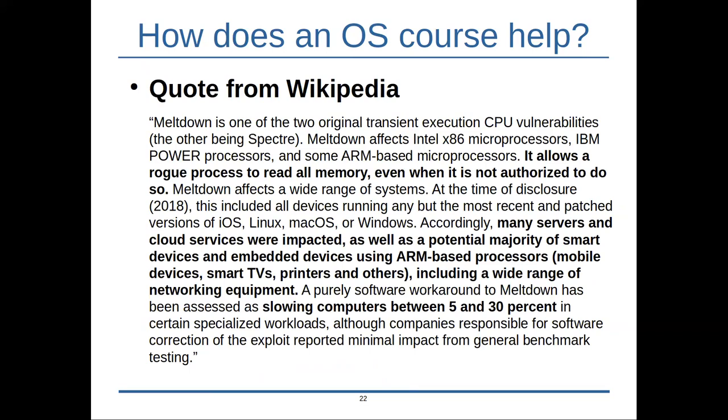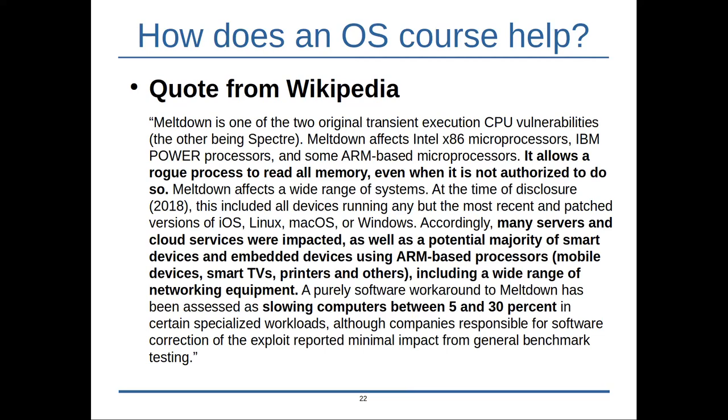Also, just to quote from Wikipedia, Meltdown was one of the two original transient execution vulnerabilities that came together with Spectre, right? Meltdown affects Intel x86, IBM Power, some ARM-based processors, basically all common architectures that we had. So in 2018, not just x86. Many cloud services were impacted, smart devices, embedded devices, even your printer was potentially impacted, right? I guess you can patch your computer easily, maybe even a smart TV, and I'm not sure about the printer, if it can be easily patched.